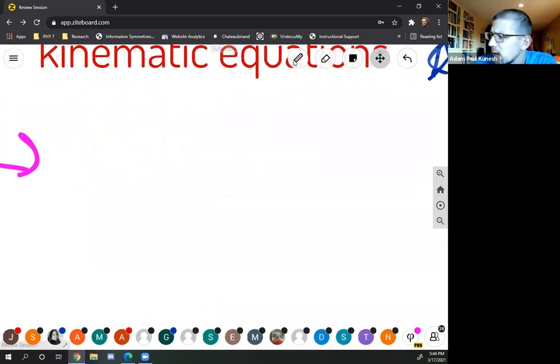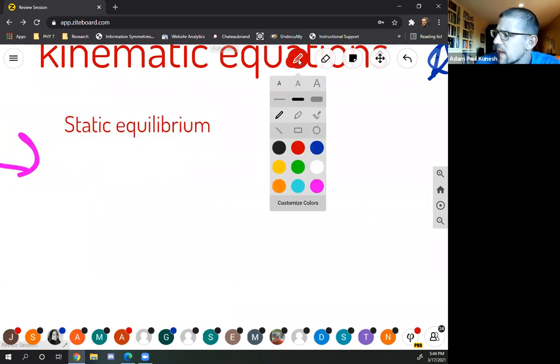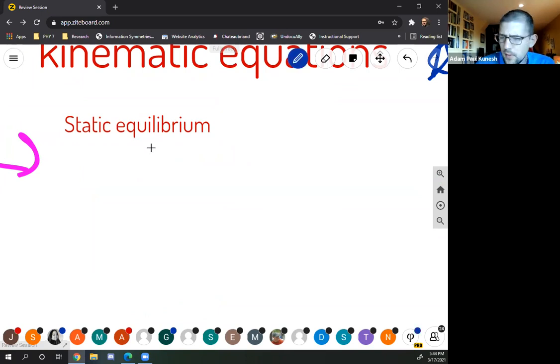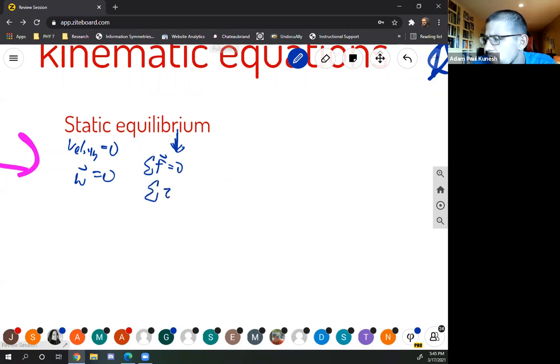Static equilibrium basically tells me two things. If we've got a system in static equilibrium, what does that mean? Hello Zyboard, help me out. Static equilibrium, the static means velocity equals 0. It also means that the angular velocity is 0. Equilibrium means that forces are 0. So the sum of forces is 0 and the sum of torques is 0.